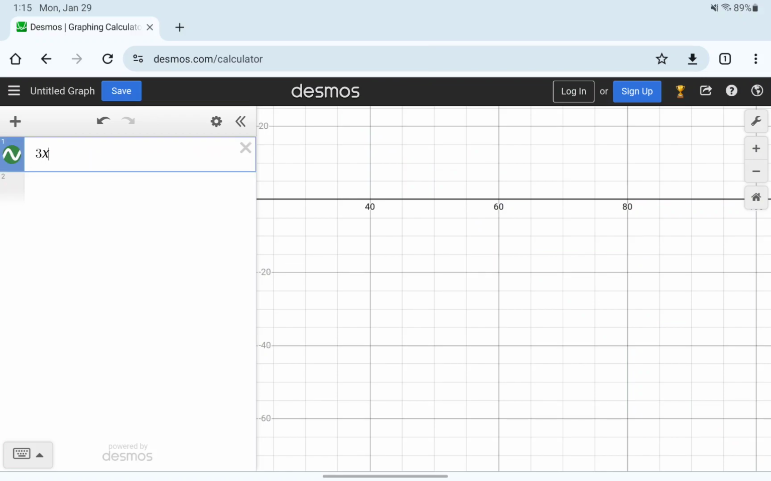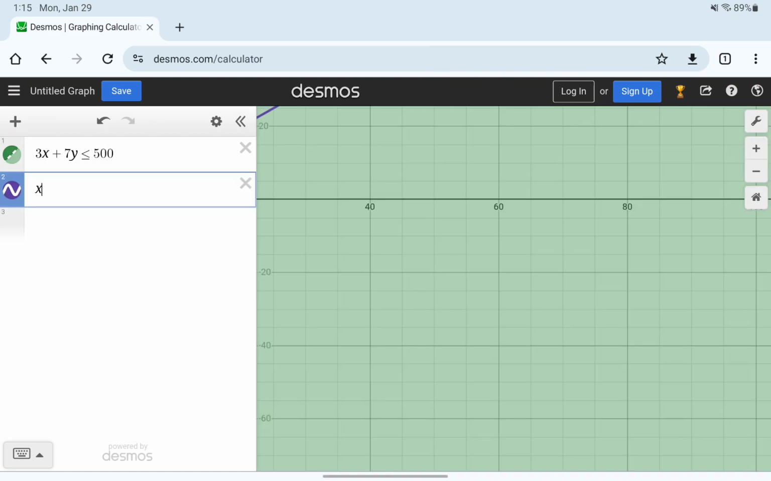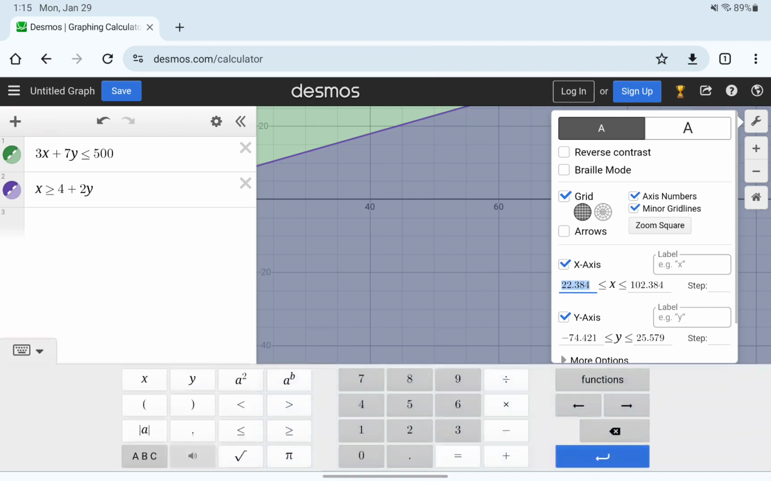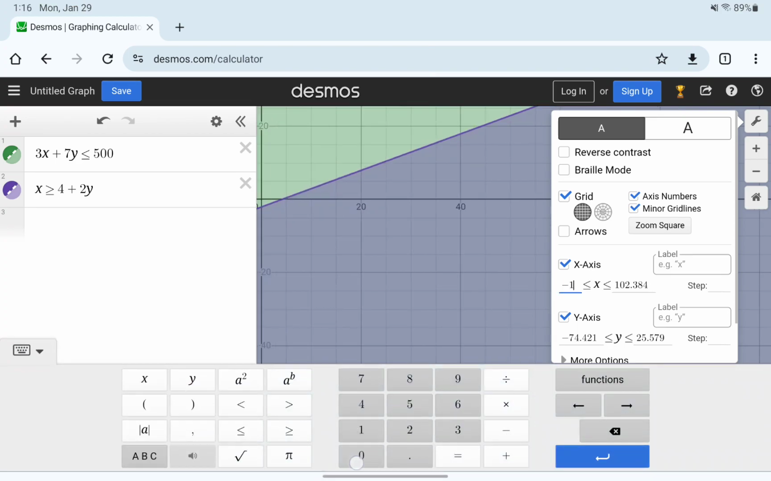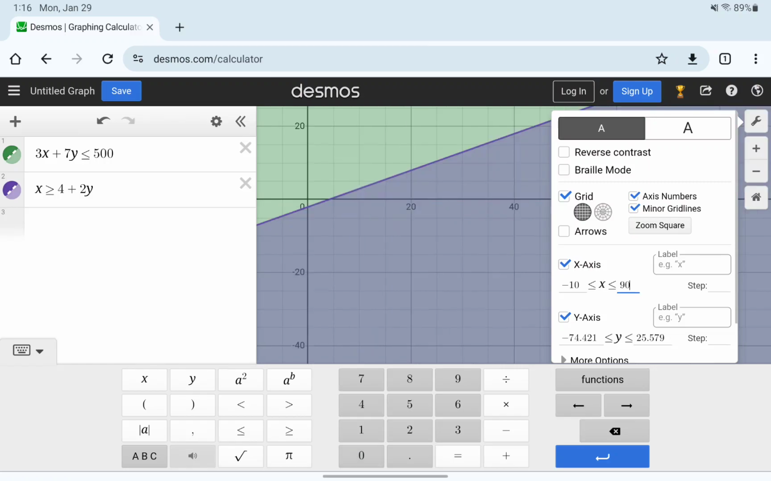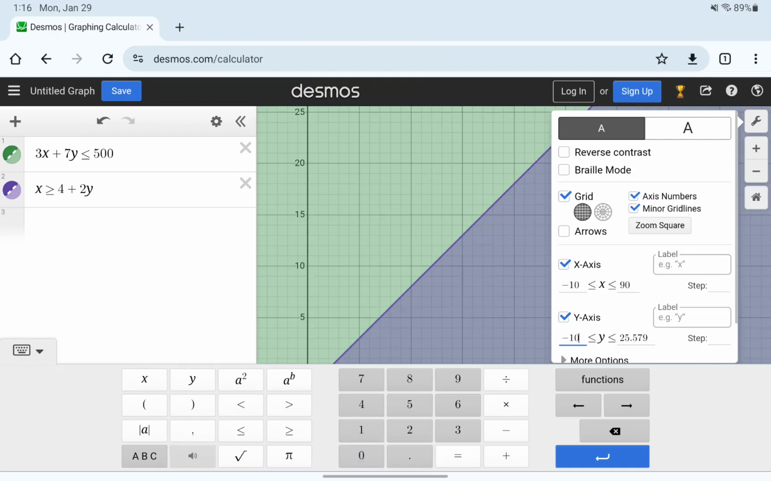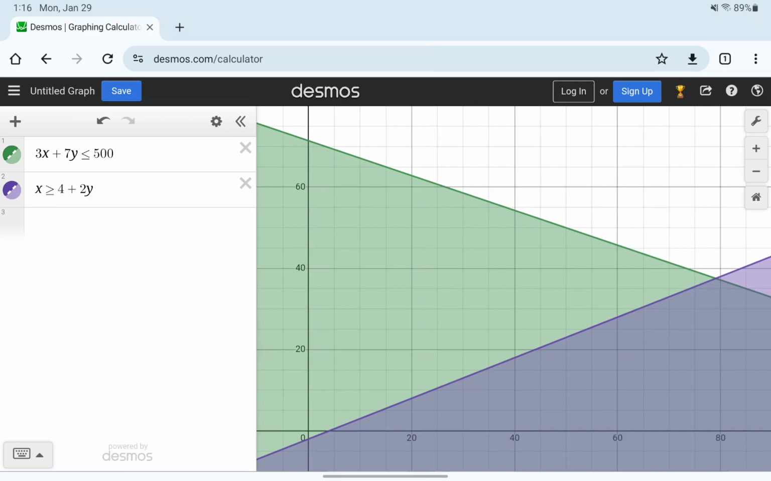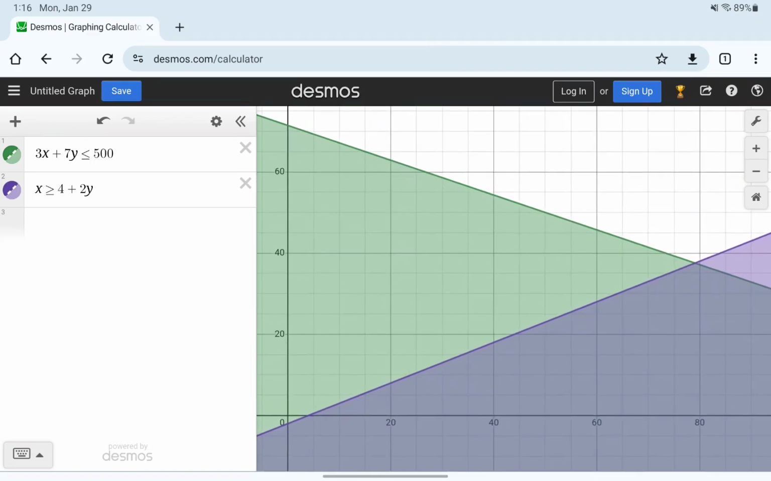We can graph this system of inequalities. And then adjust our x and y values to be from -10 to 90, and from -10 to 80. Those values let us see the picture, see this overlapping region.